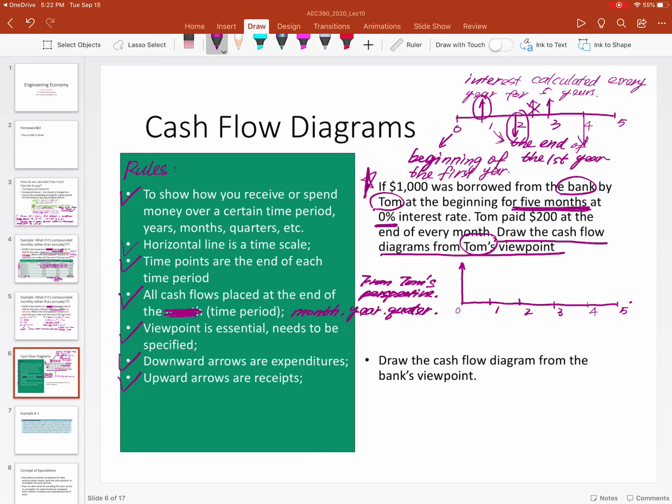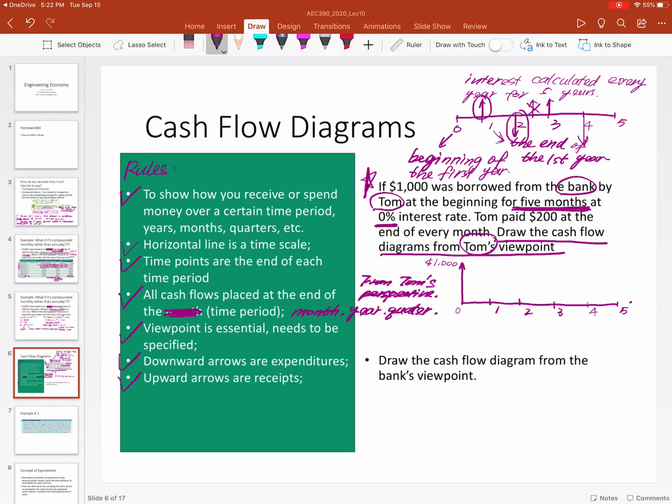Okay, and then you also need to label the amount of that cash flow just near that arrowhead. That's 1,000 US dollars. So this means you have 1,000 US dollars coming into your pocket as a receive.